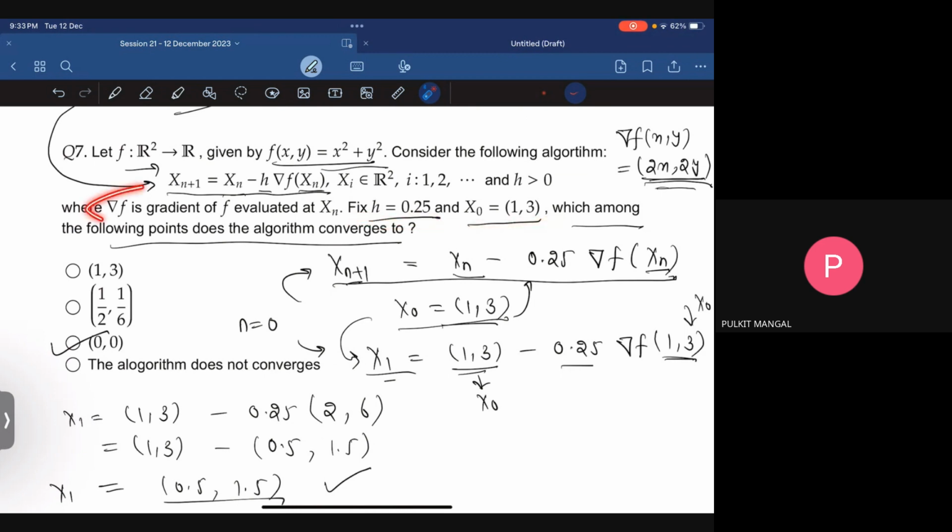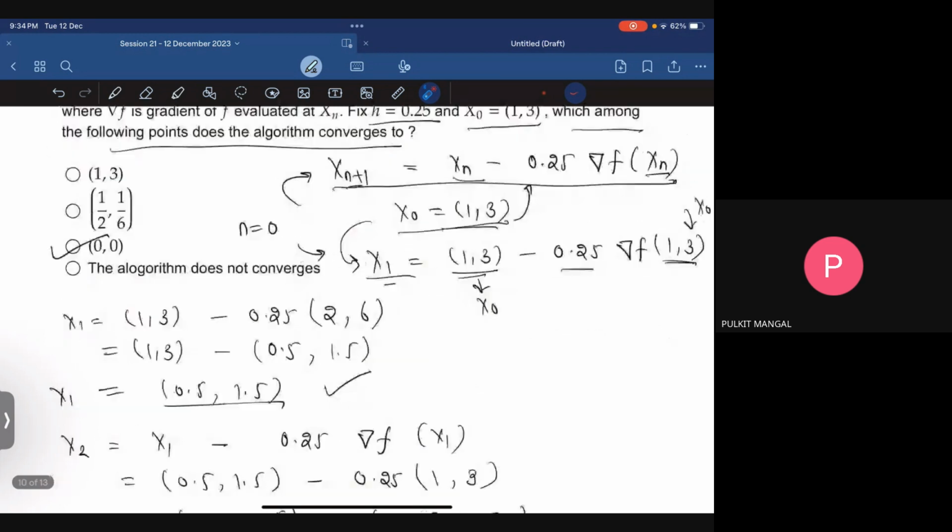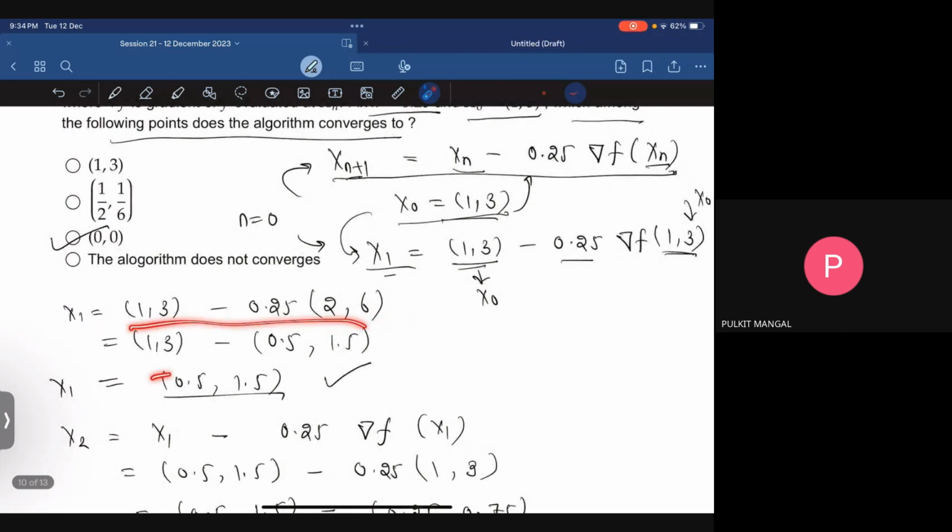So these are basically the recurrence relation. That means from the previous result that we got, we can find the new result. So if we have initial vector x naught, on putting the value of x naught in the equation here, n equal to 0, I can get the value of 0 plus 1, that is x1. So xn is 1 comma 3, h we fixed is 0.25, so minus 0.25 times gradient of the function at 1 comma 3. Gradient we calculated is 2x comma 2y. So at 1 comma 3 it would be 2 comma 6. Just simplify it, we got my x1.